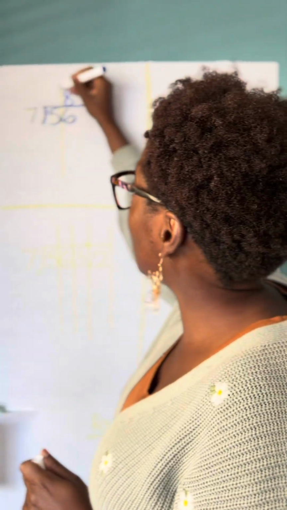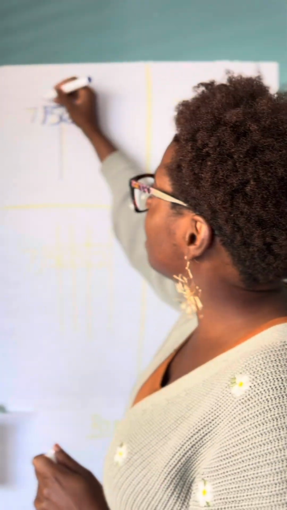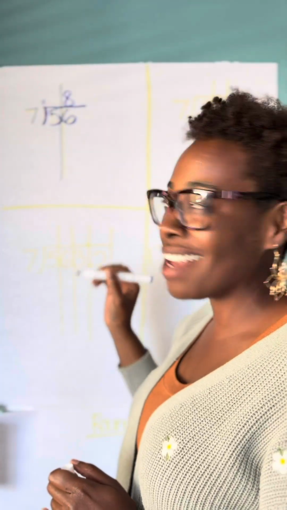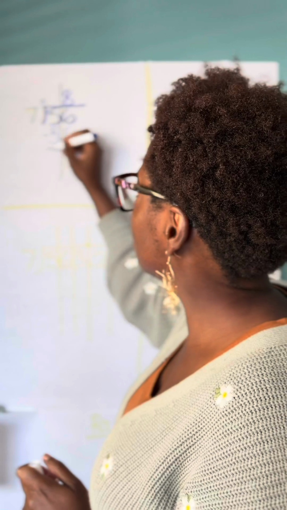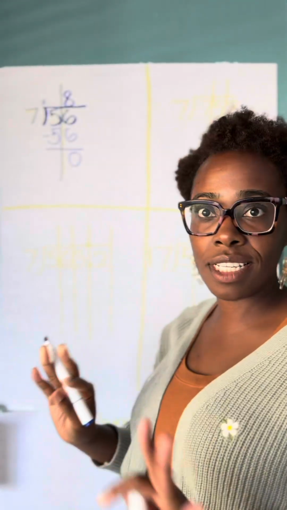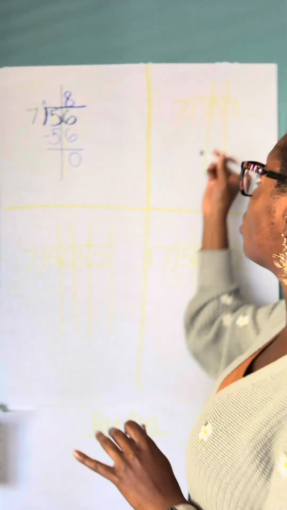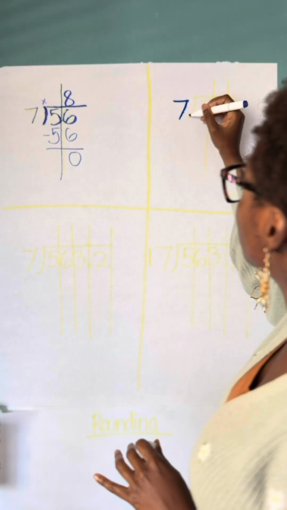Now I'm going to draw a line. 7 times 8, imaginary mark. 7 times 8, we subtract. It's 0, and it's done. Now we're going to go to another problem.